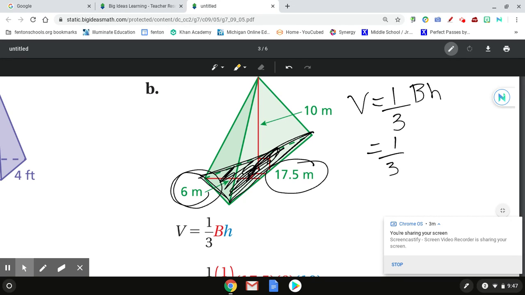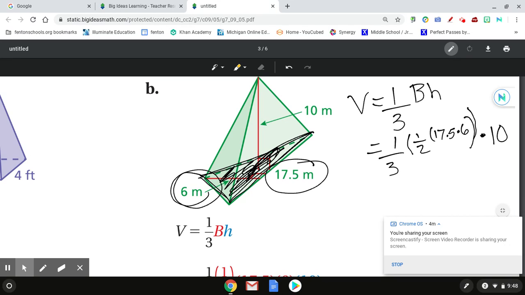So 1/3, now this is a triangle. So the area of a triangle is going to be 1/2 that base length, which is 17.5, and then times the height, which is 6. Oh, I have that reversed, sorry. So, times 6. Times the height of the entire pyramid, which is 10. Okay, so remember, just do this in pieces here. So I have 1/2 times 17.5 times 6, right? PEMDAS, I'm going to do my parentheses first.